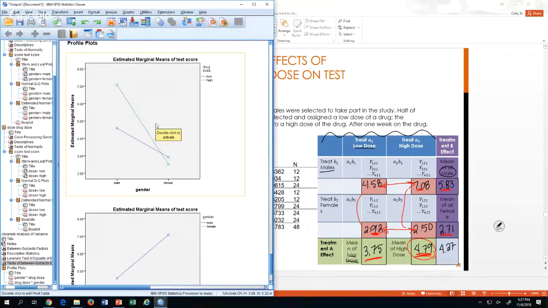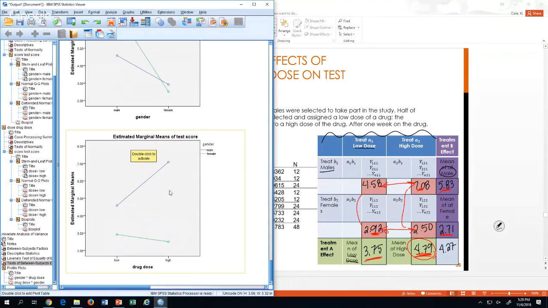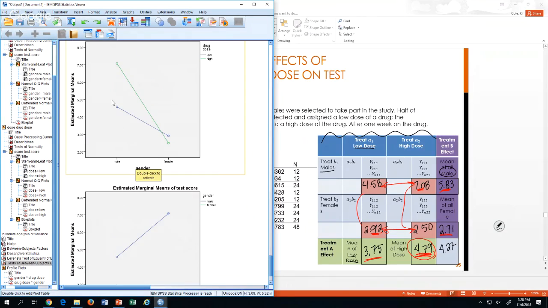Does that look like a disordinal interaction? It does from that one. Do I see it here? No. So when I look at this from different perspectives, from one way it looks ordinal, from one way it looks disordinal. Is that important? Not necessarily, but it does help us. We observed that the female was always lower than the male, but we saw that change when we looked at it from the other view.